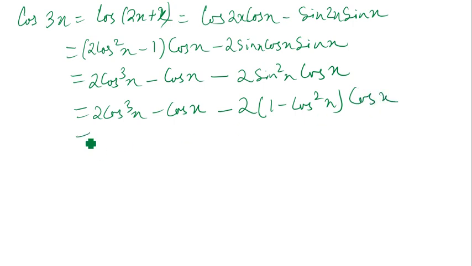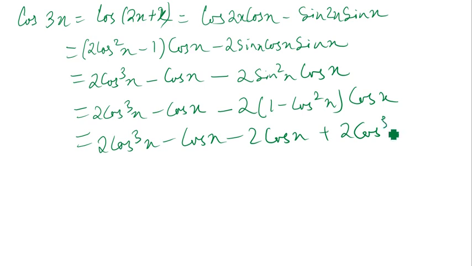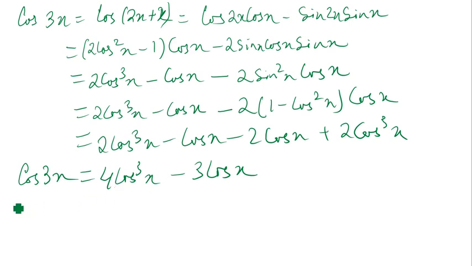Okay, now what are we getting? 2 cos cube x minus cos x minus 2 cos x plus 2 cos cube x. So how much will it be? 4 cos cube x minus 3 cos x. The value will be cos 3x. Okay, so this is the value of cos 3x.